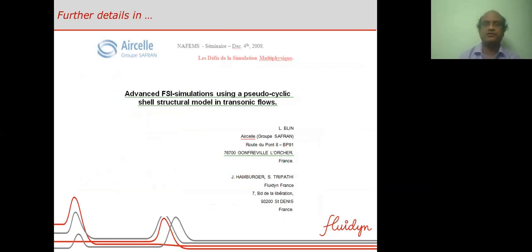So more and more these kinds of numerical tools are being used to study this. You can find more details about this case in the paper presented at NAFEMS. And NAFEMS is a good source for many articles on fluid structure interactions and in general for multiphysics simulation methods.